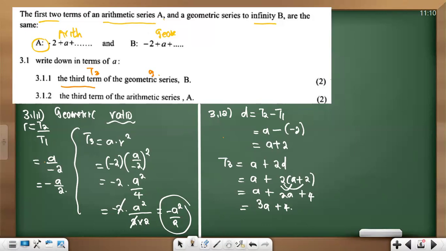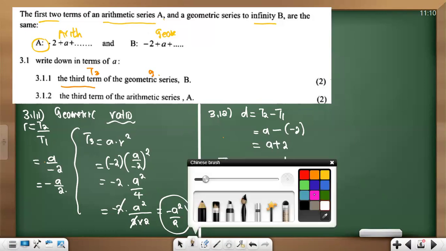But then wait. Do I know the first term? Yes, it's negative 2. Let's substitute so that we don't play around with fire, okay? I thought maybe it's unknown. It is known. It's negative 2. So I'm going to put it there.